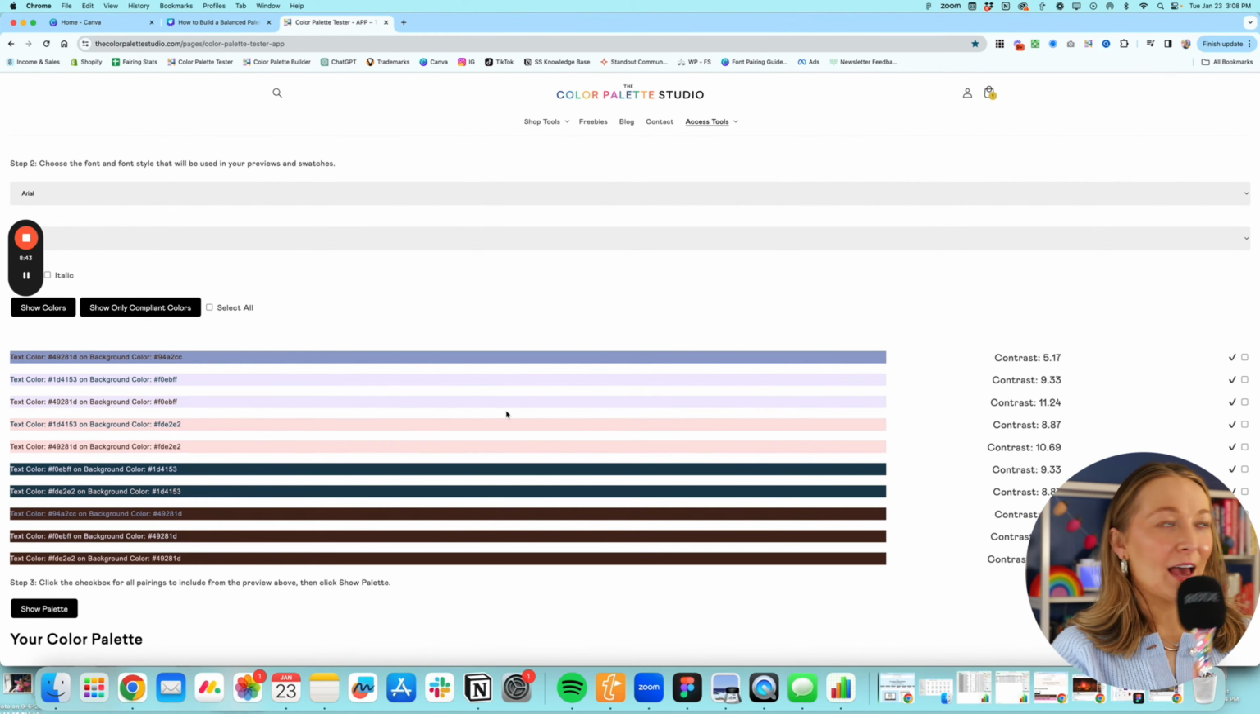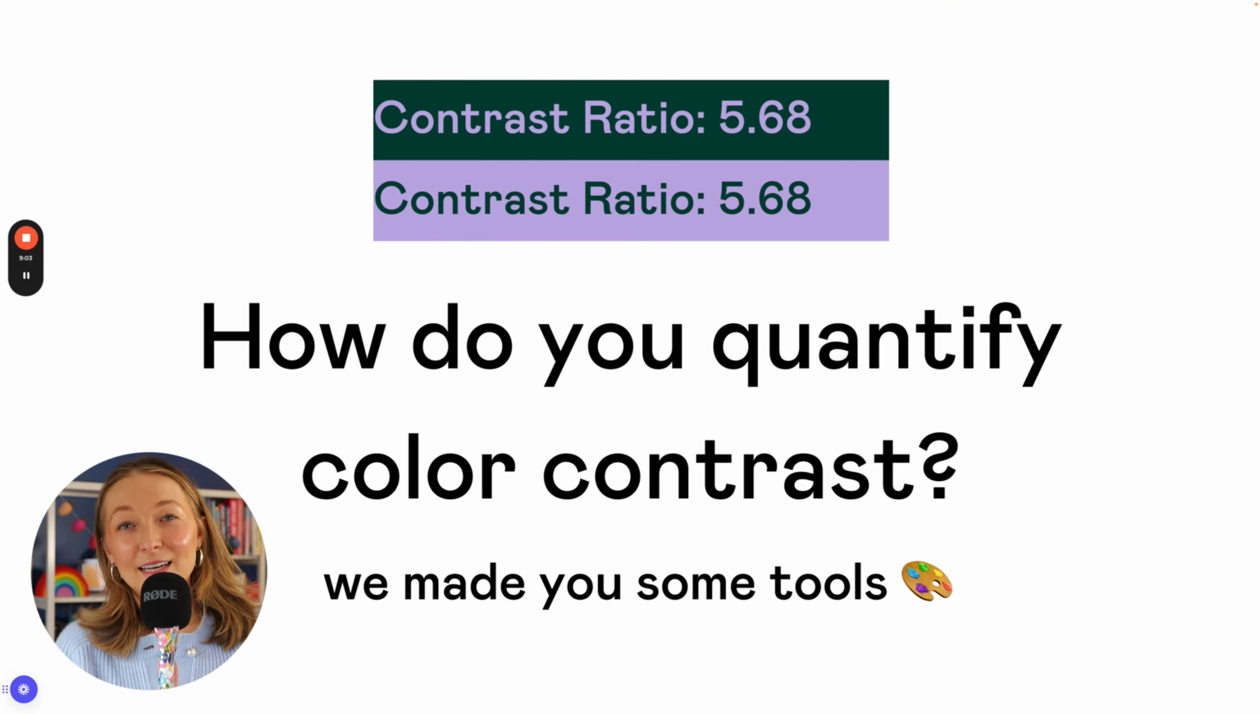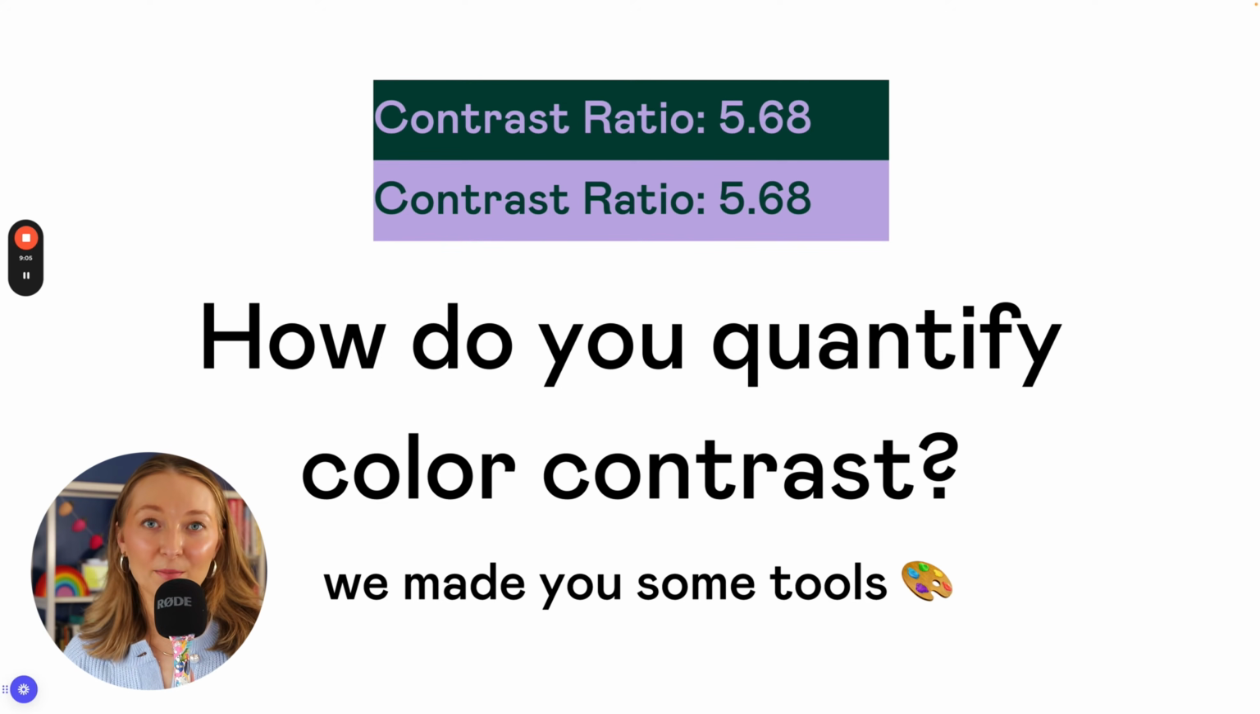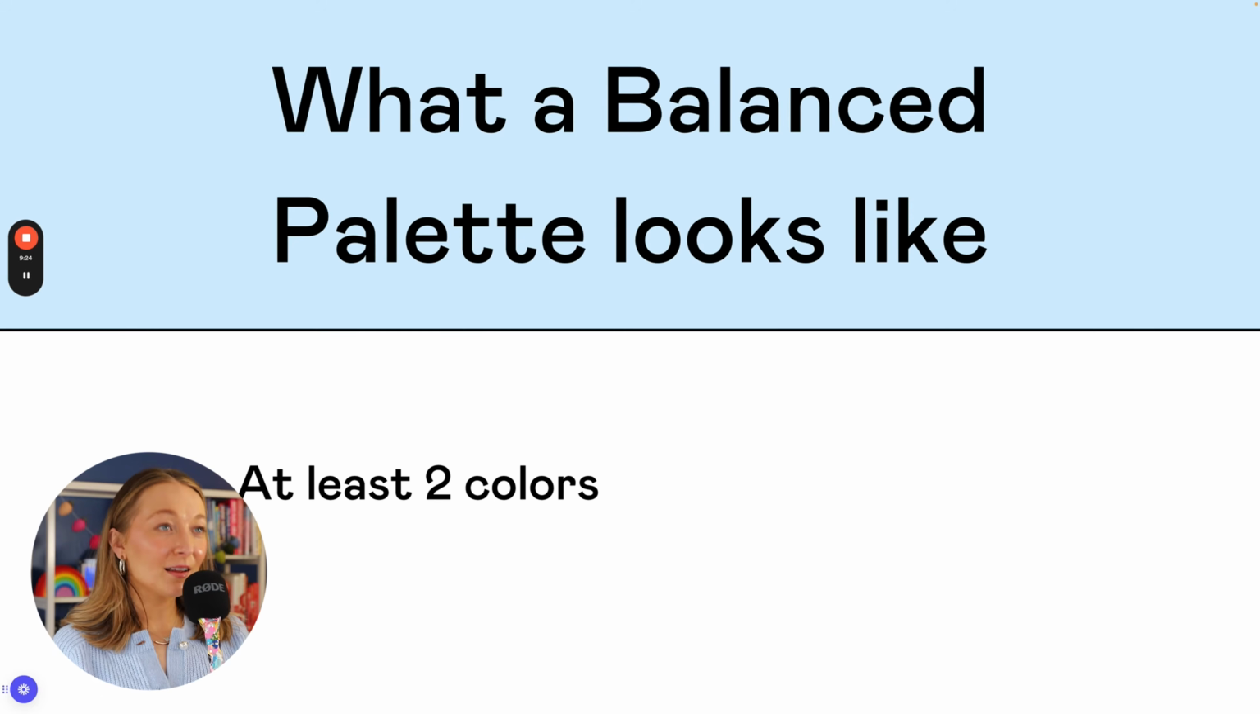I use this tool every single day as a designer because it helps me ensure that my entire palette has some high contrast pairings in it. Now let's talk about what a balanced color palette actually looks like. A balanced color palette has at least two colors.